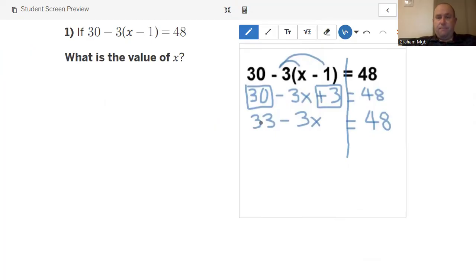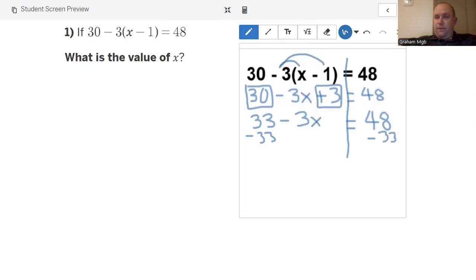30 plus 3 is 33. Don't have to do the opposite. We're going to do opposites if you want to move something from one side of the equal sign to the other side of the equal sign. And then from here, we're just trying to solve for x. So we're just trying to get negative 3x by itself. So I'd move 33 to the other side by subtracting 33, and then also subtracting 33 on this side as well.